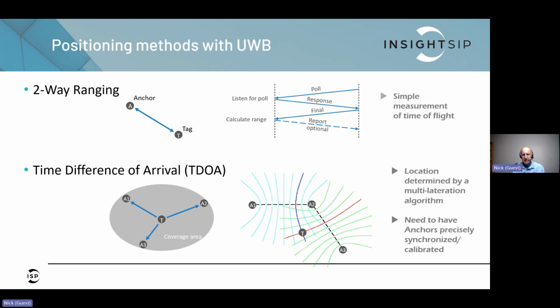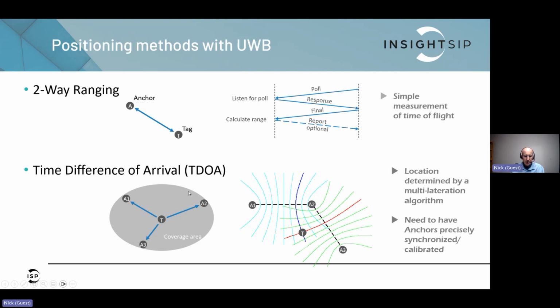It's fairly easy to set up. The problem with it is that it's okay if you're just trying to find the linear distance between two things, but if you want to locate something, say in 3D space, you have to do a lot of exchanges to locate the object.